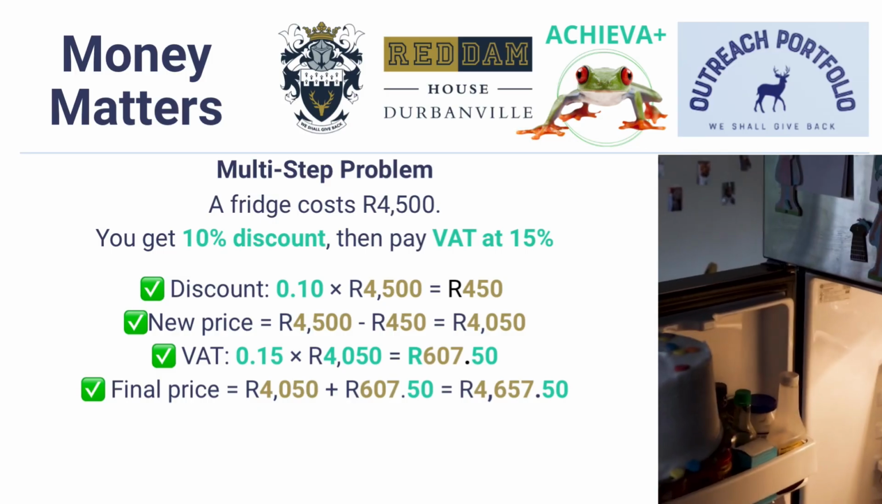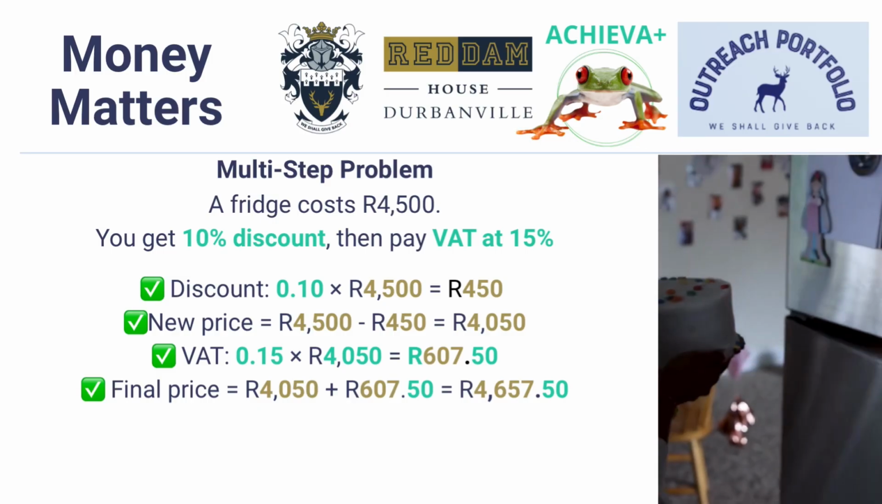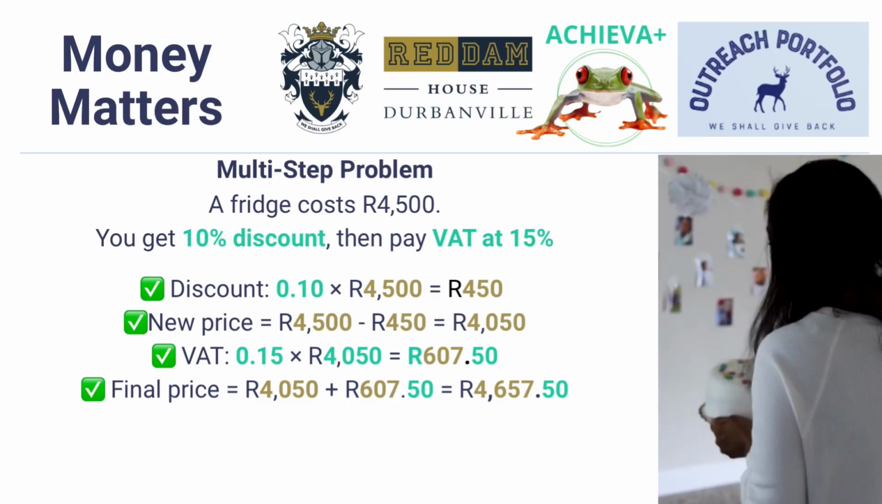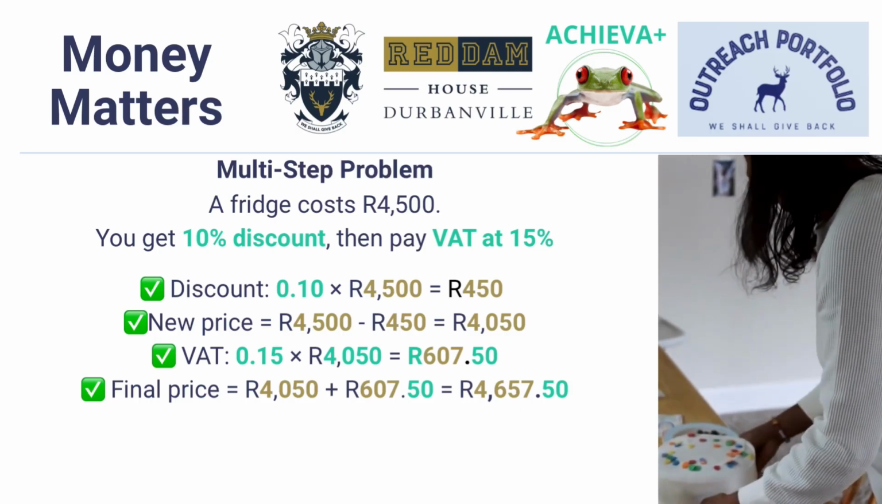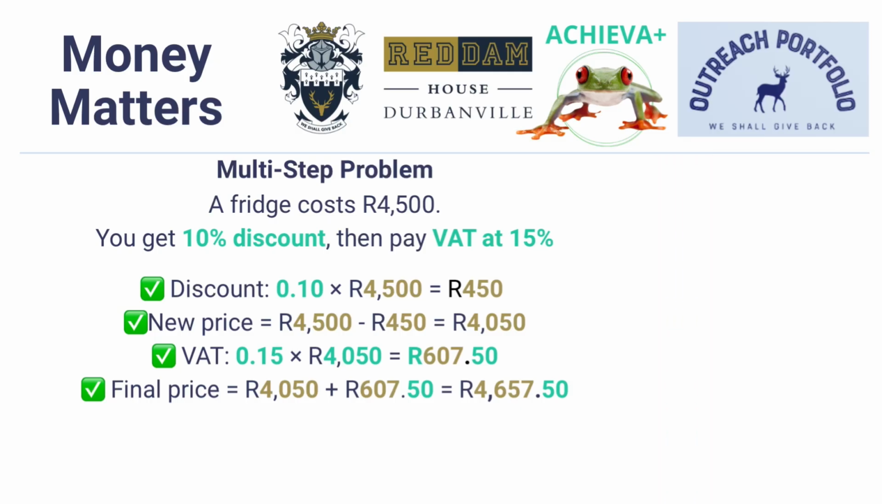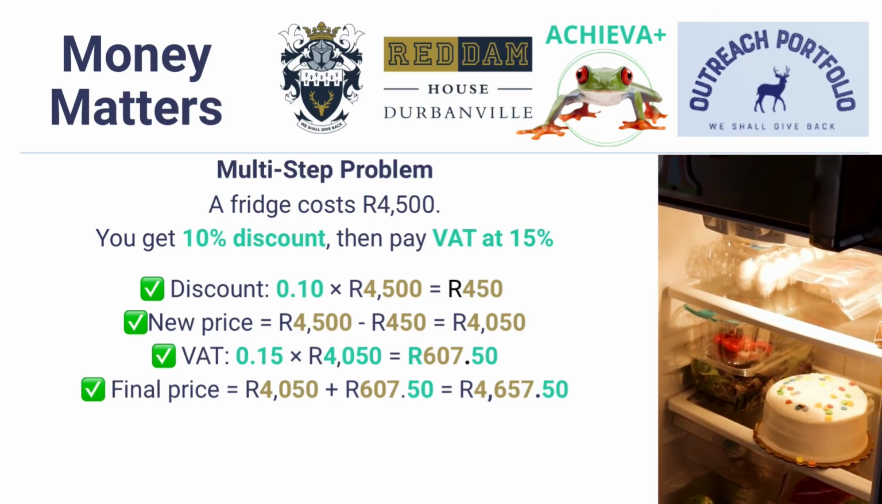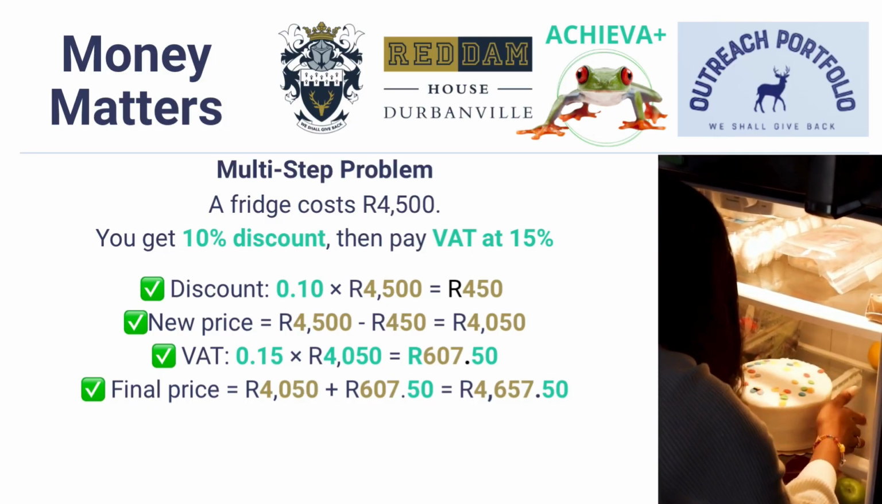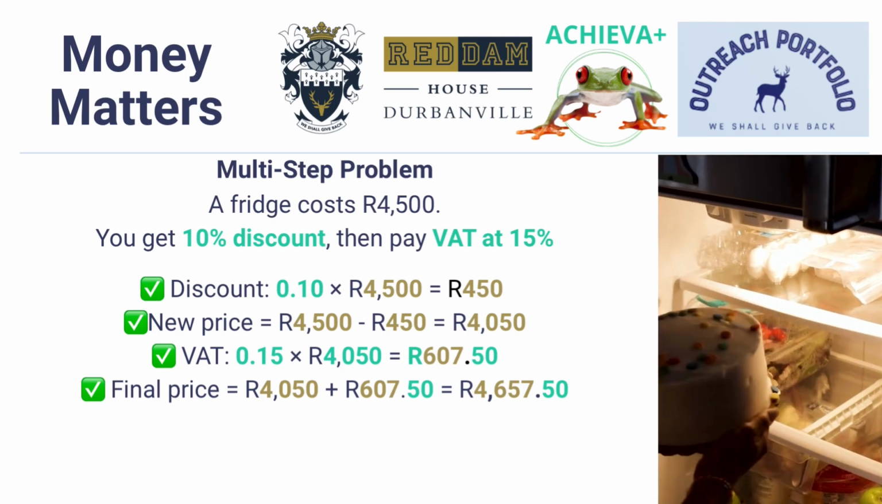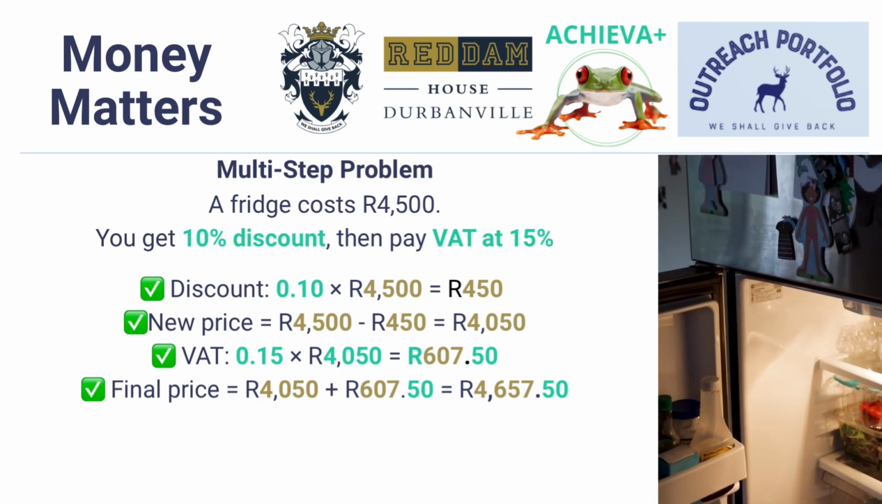Now let's calculate the VAT. 0.15 times 4050, which is 607 Rand and 50 cents. The final price you will pay, including VAT, is 4050 plus 607.50, which is equal to 4,657 Rand and 50 cents.